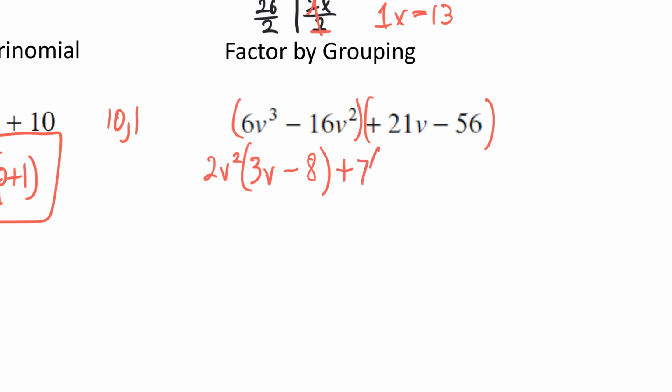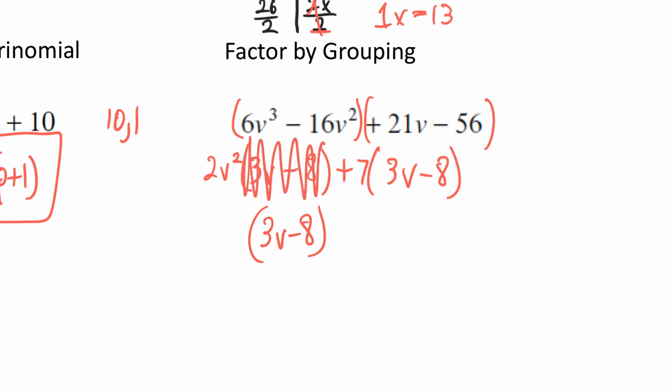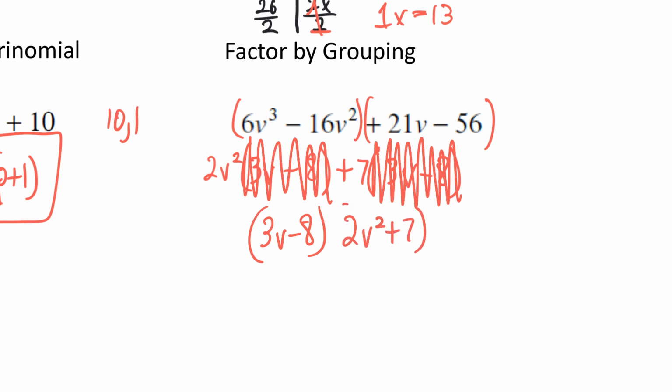All right, then what can I pull out of that second group? I can pull out a positive 7. And if I divide out a 7, what's going to happen to the 21v? Leaves a 3v. And if I divide 7 out of negative 56, what's left? Negative 8. Okay? And then notice 3v minus 8, 3v minus 8. So both of these have 3v minus 8 in common. So I'm going to pull that 3v minus 8 out. All right. So that's gone, and so what's left? 2v squared plus 7.